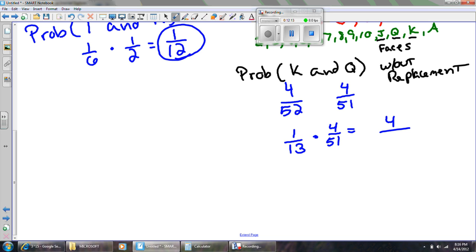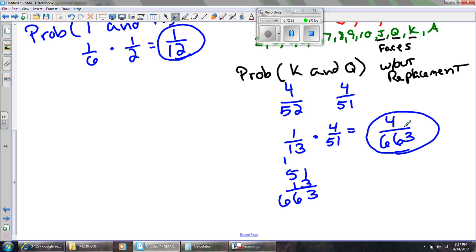My numerator will be 4. My denominator, I'll get 663. So it is not very likely that you will draw a king out and then draw a queen out. In fact, every 663 times you do it, you would expect to have it happen only 4 times. Okay, so that is independent and dependent probability.